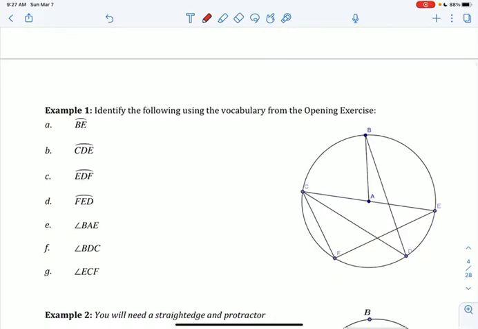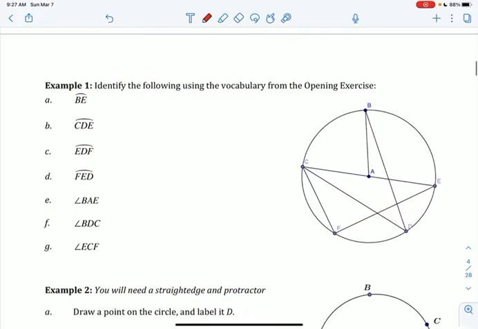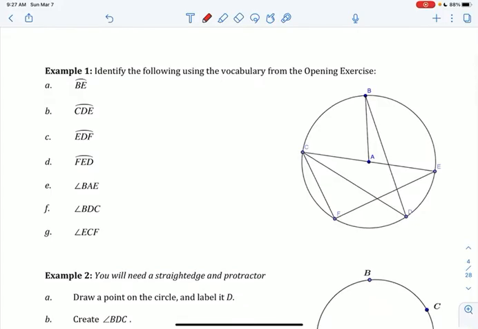So identify the following using the vocabulary from the opening exercise. A, B, C, and D are all arcs. We just have to decide if they're a major arc or a minor arc. Also, if it's exactly 180 degrees, then I'll call that a semicircle. So I can highlight these. I got arc BE. If it's less than 180 degrees, it is a minor arc. I know 180 degrees is half a circle, so this is a minor arc.